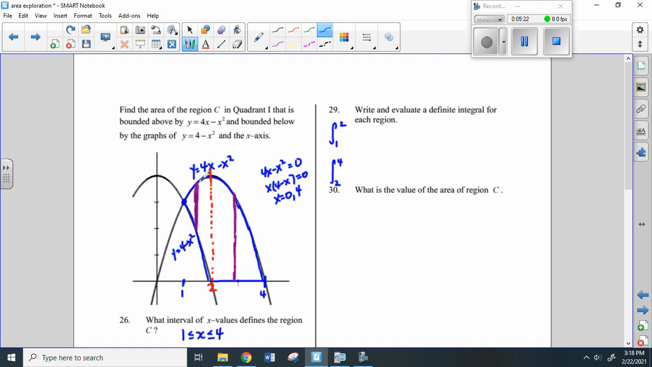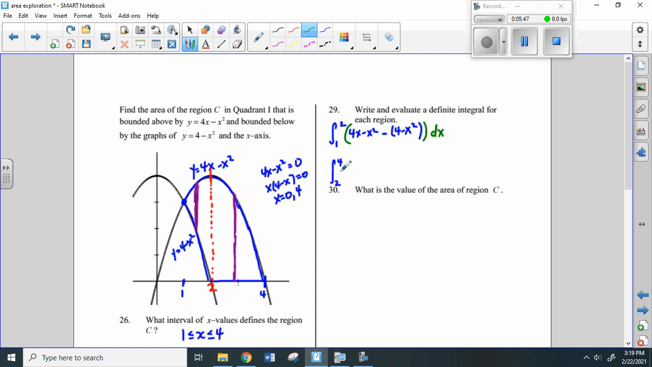All right, so the length of the first strip here is going to be the top function, 4x minus x squared, minus the bottom function. Make sure you use parentheses on that bottom function. All right, and then that's the length, and I still have to multiply that by the width.